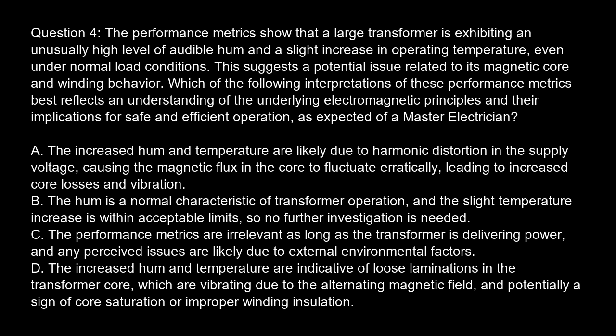Option C. The performance metrics are irrelevant as long as the transformer is delivering power, and any perceived issues are likely due to external environmental factors. Option D. The increased hum and temperature are indicative of loose laminations in the transformer core, which are vibrating due to the alternating magnetic field, and potentially a sign of core saturation or improper winding insulation.